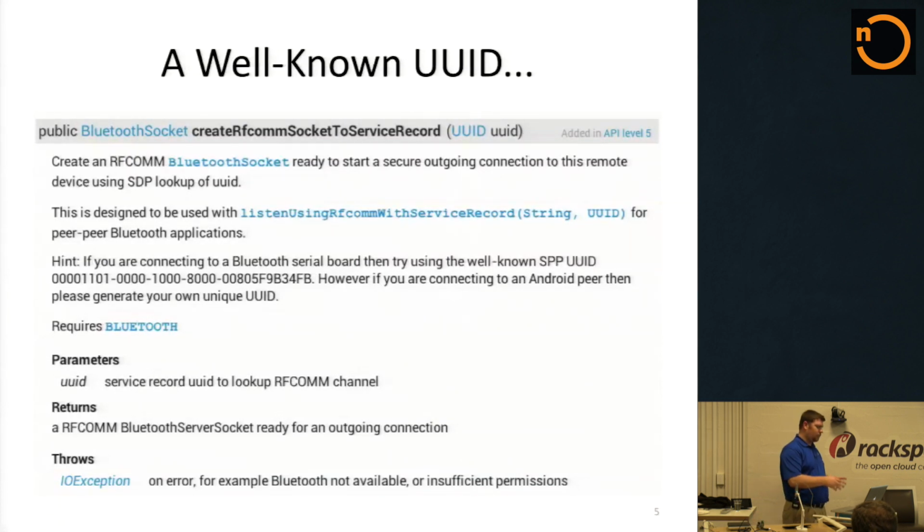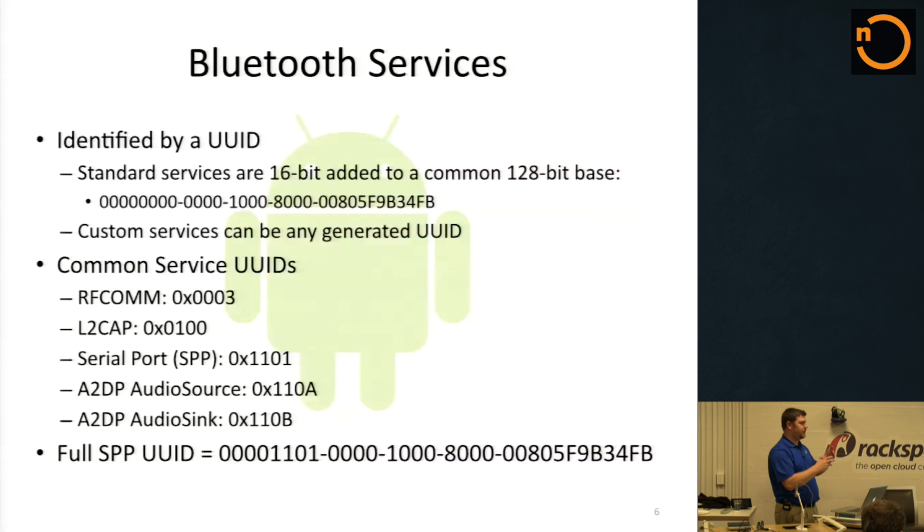Well, what they added to the documentation shortly thereafter was this little note down here that basically says, hint, if you're connecting to a Bluetooth serial board, maybe you should try this well-known SPP UUID, and puts it out there in front. First time I read that, I'm like, well, what the hell does that mean? Well-known, I didn't know what it meant. But there's an interesting way that comes about. The way that Bluetooth services are identified using these UUIDs follows this kind of pattern.